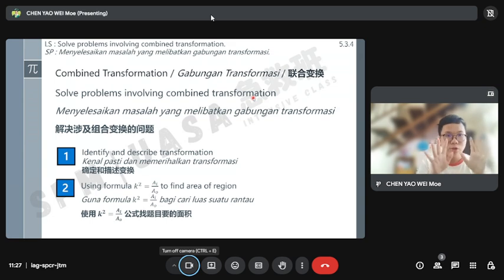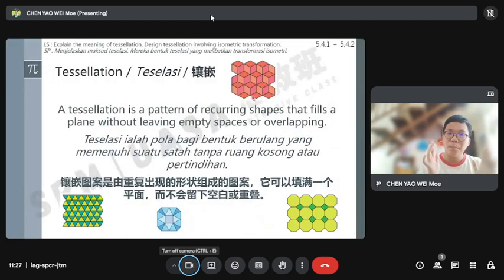Now we move to a very boring topic, but actually it's extra knowledge for you. This one is tessellation. In exam, sometimes it comes up, sometimes not. But in your normal exam, I think it came out for this chapter. A tessellation is a pattern of a recurring shape that fills a plane without leaving empty space or overlapping. Means all the shapes are the same, their position is the same. They are put in a sequence.